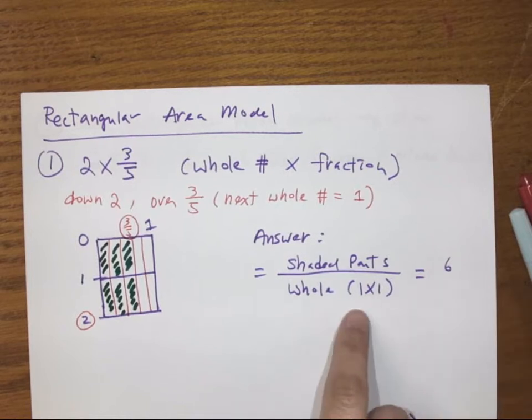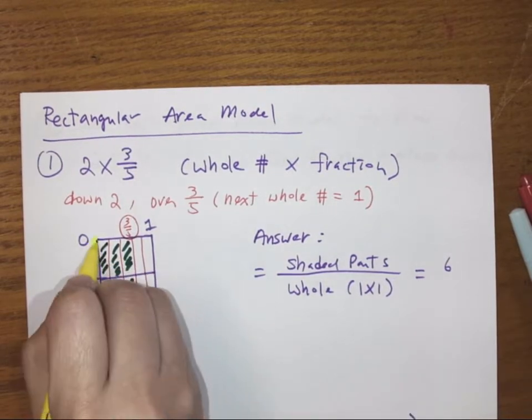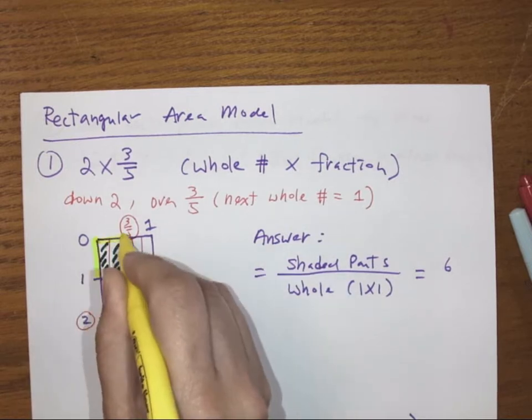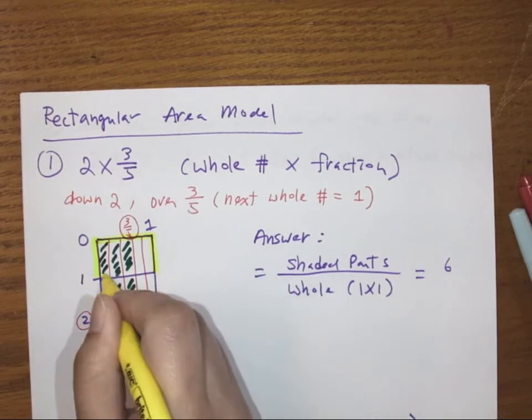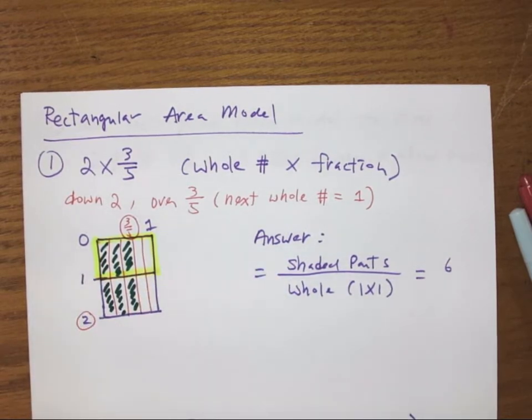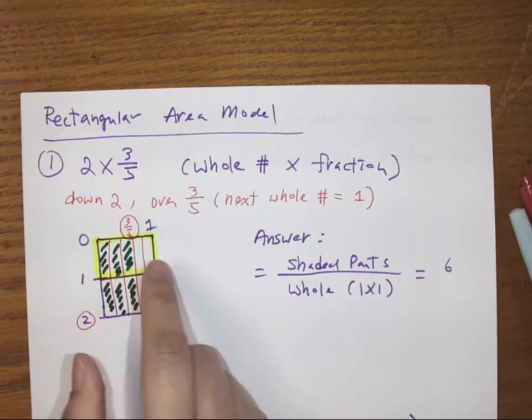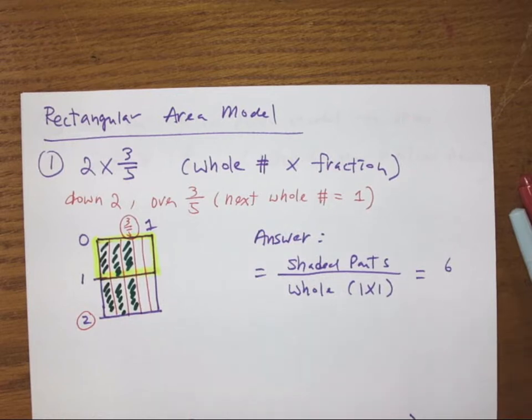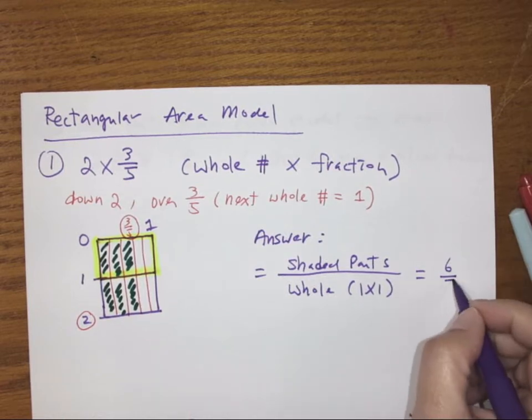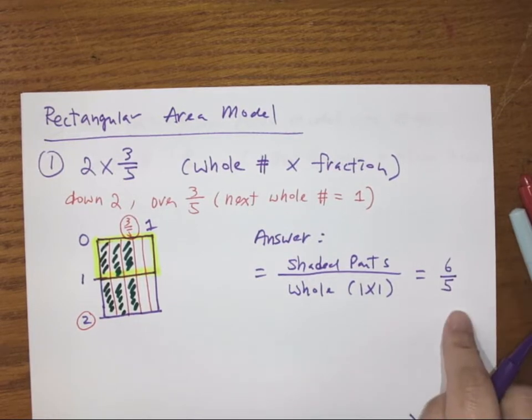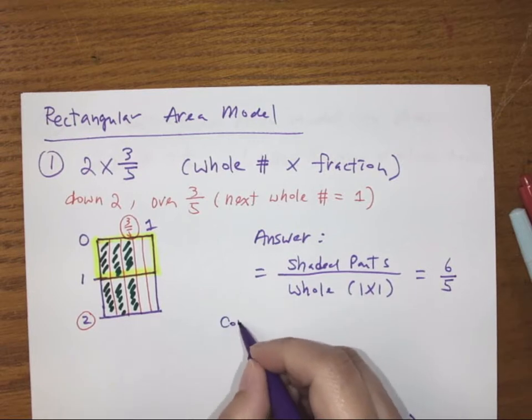And then I need to see what is 1 whole. 1 whole means down to 1 and over to 1. A lot of the time I will highlight that to see what exactly is 1 whole. So I see down to 1, over to 1. Over here we have 1, 2, 3, 4, 5, which means I need 5 units to make 1 whole. So when I see that, I know I need to convert this, right?